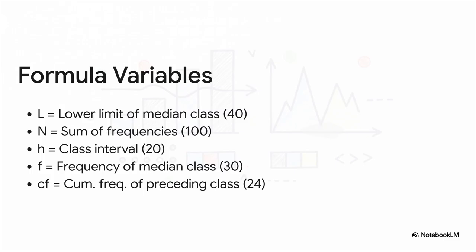Let's break down these variables using our example. L is the lower limit of our median class, which is 40. N is our total number of students, 100. H is the class interval, meaning the gap between 40 and 60, which gives us 20. F is just the simple frequency of the median class itself, which is 30. And finally, CF. This is crucial. It's the cumulative frequency of the class right before our median class, which is 24.